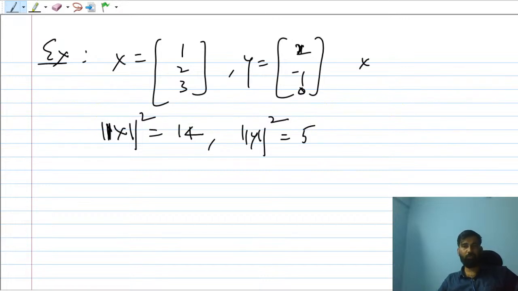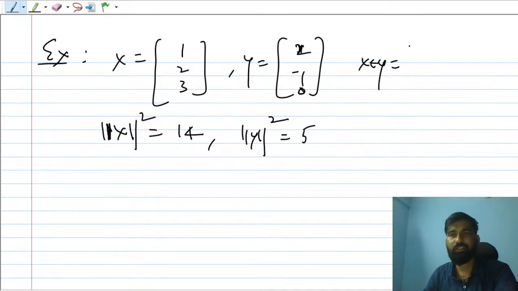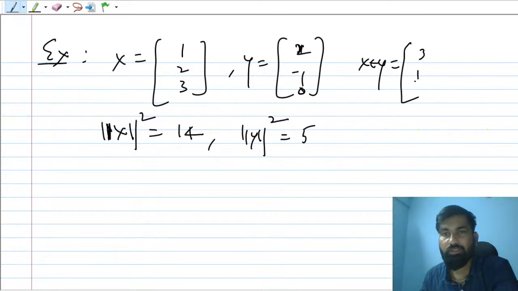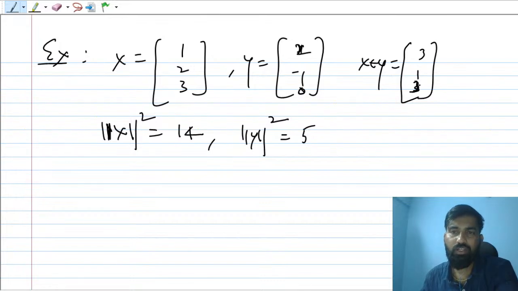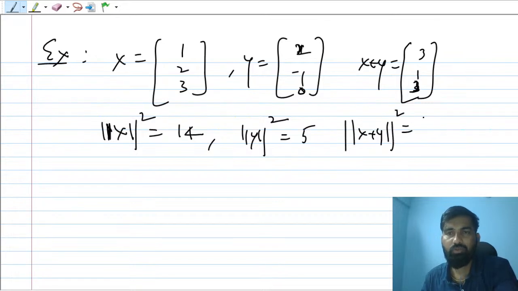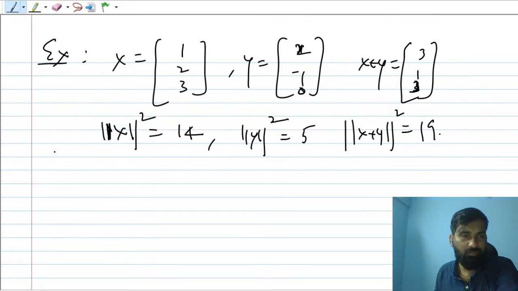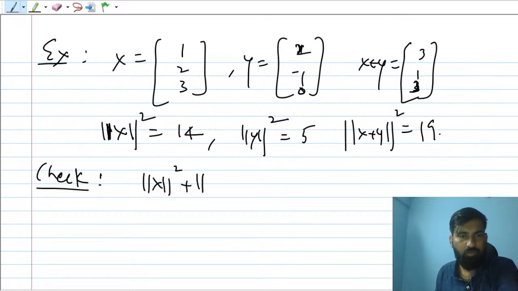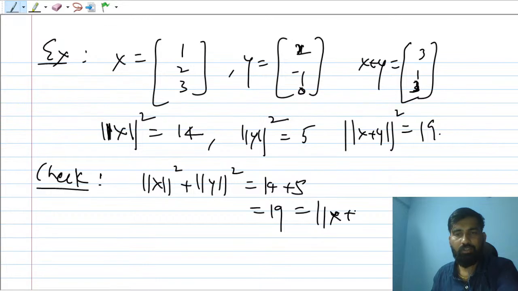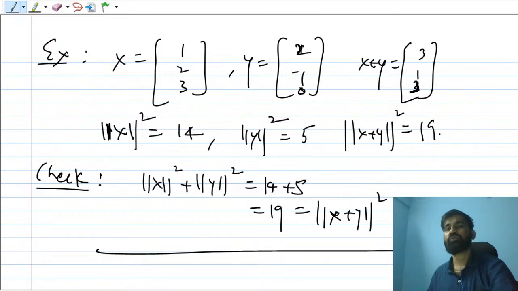Now you can also find one more vector, the new vector x plus y. x plus y is nothing but 3 1 3, right? So you can also find the norm squared of x plus y: 9 plus 1 plus 9, and this will give you 19, right? Now check whether this is being followed or not. 14 plus 5 is 19, and this is equal to the norm squared of x plus y. So they are orthogonal. The given vectors are orthogonal to each other, right?